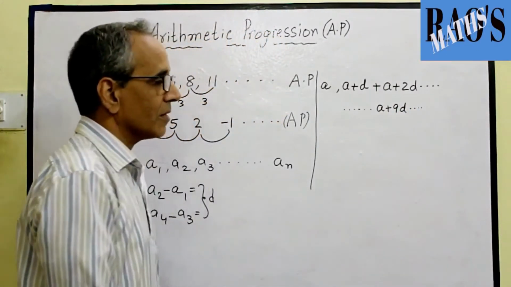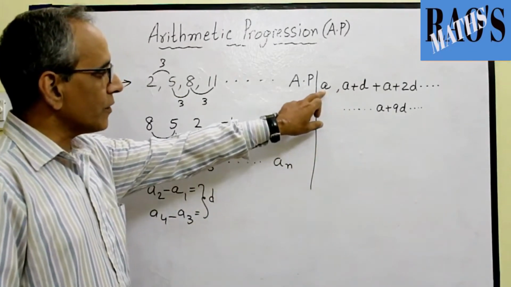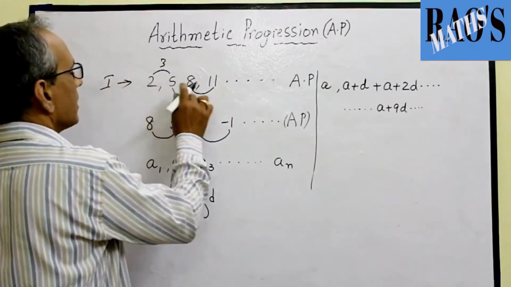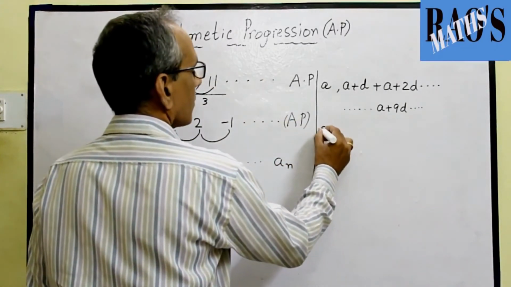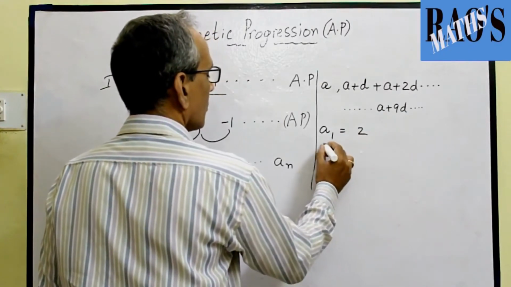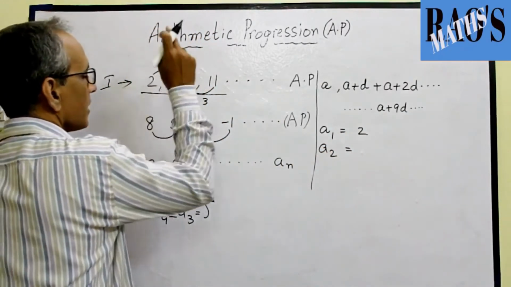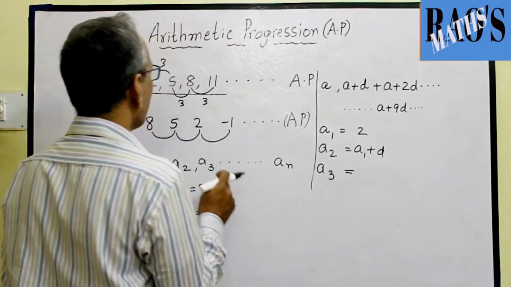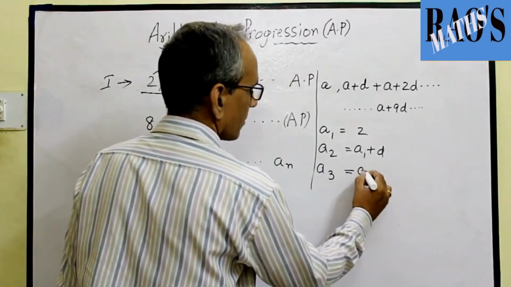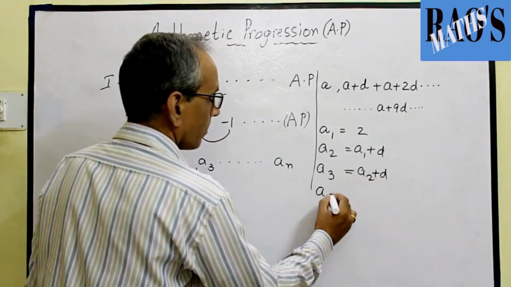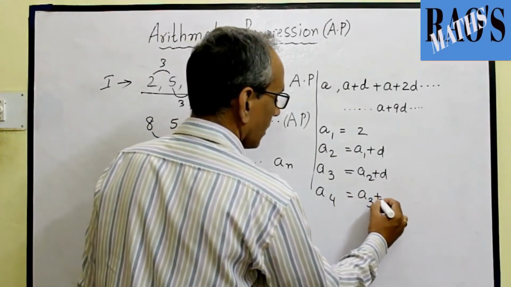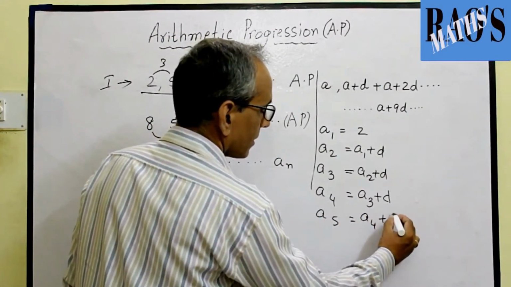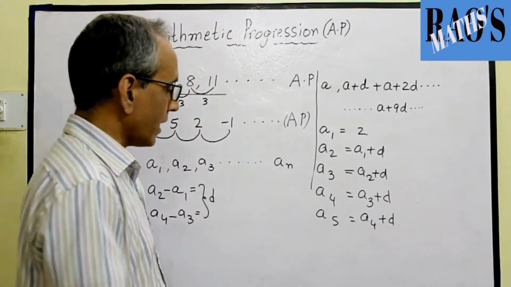What is the nth term now? We define. See here, your first term, that means A1, is equal to A. If I start from the first term in the series, that is 2, 5, 8, 11, A1 is equal to 2 and A2 is obtained by A1 plus D, and A3 is obtained by A2 plus D. Of course, now term 4 is equal to term 3 plus D. So term 5 is equal to A4 plus D. So from this series we can write the nth term also.